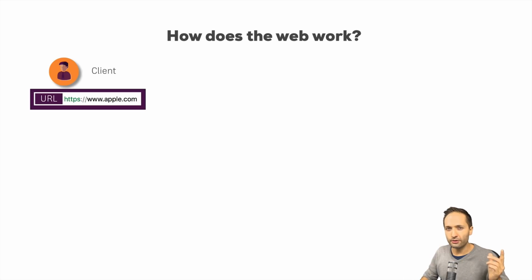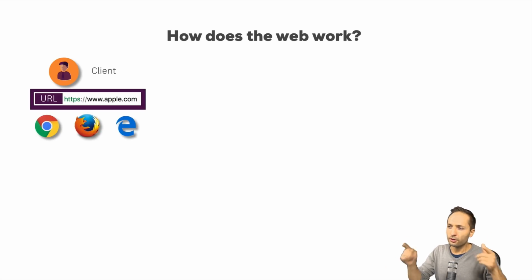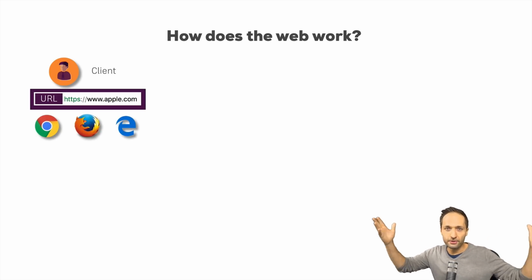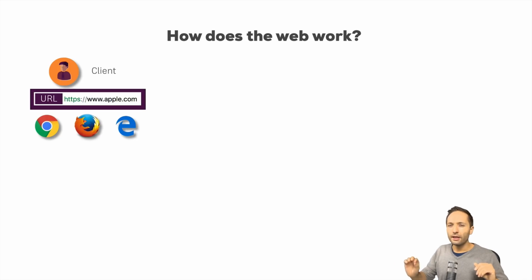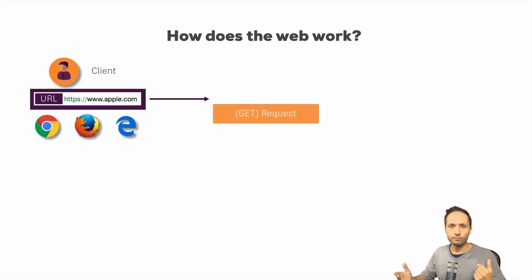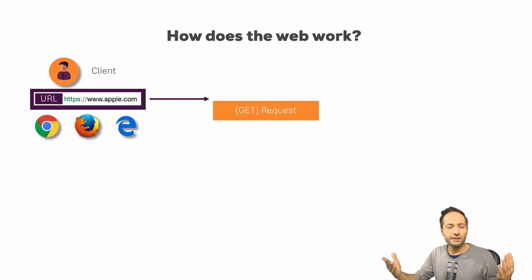Now, talking about browsers, the browser could be Chrome, could be Firefox, could be Edge, could be Safari, whatever you want. The important thing is that with entering this URL, we are sending a GET request. Well, why are we sending this? Obviously, because we want to display information in our browser. We want to display the web page, in this case apple.com, so we need information.